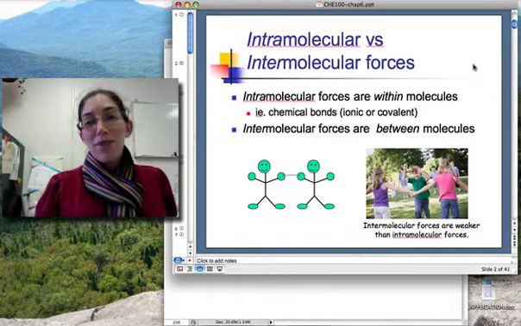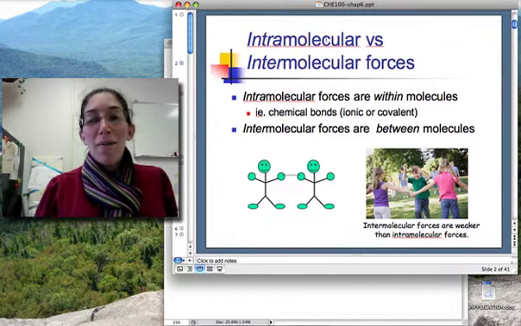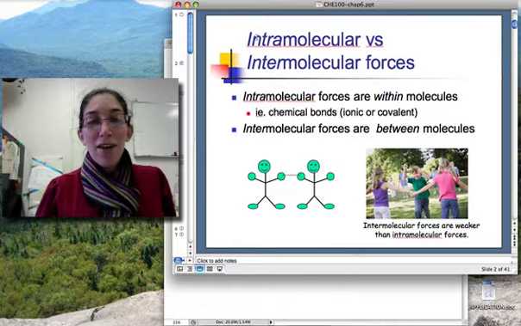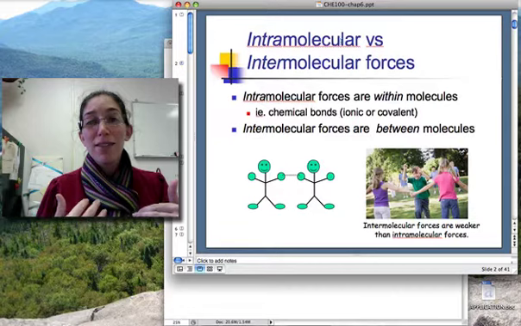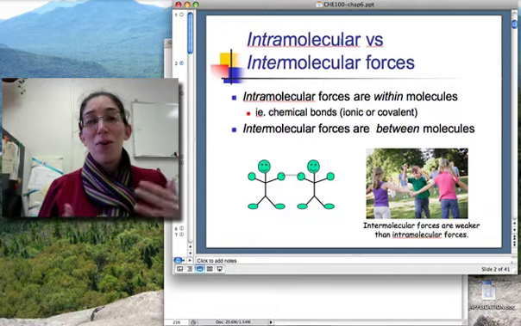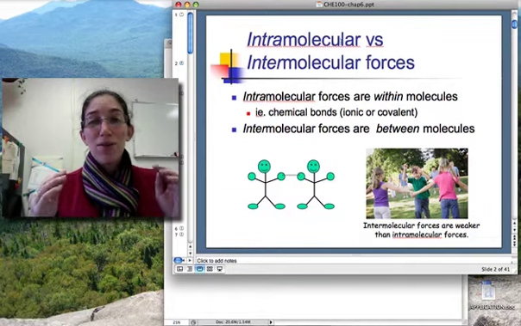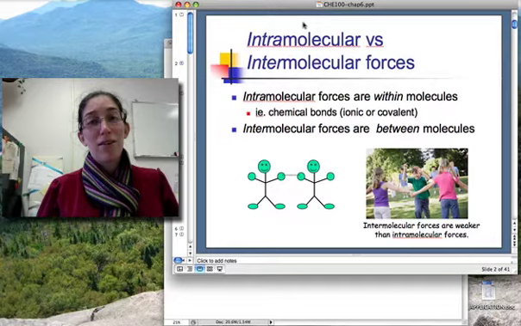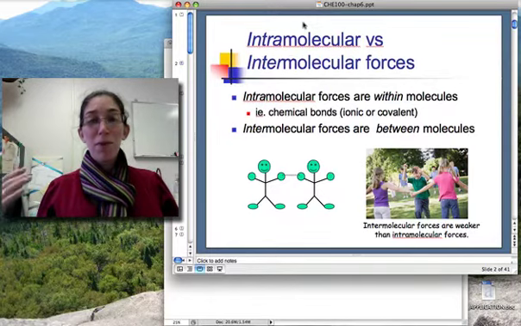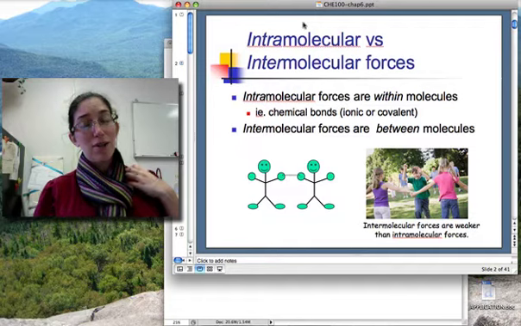So intermolecular forces are different than intramolecular forces. Okay, so intra means within, and inter means between. So intramolecular forces are forces that are within a molecule, are bonds that you have between atoms within a molecule. So for example, water, H2O, those are two hydrogens that are covalently bonded to that oxygen. Covalent bonds and ionic bonds are intramolecular forces. They're forces between atoms within a molecule.